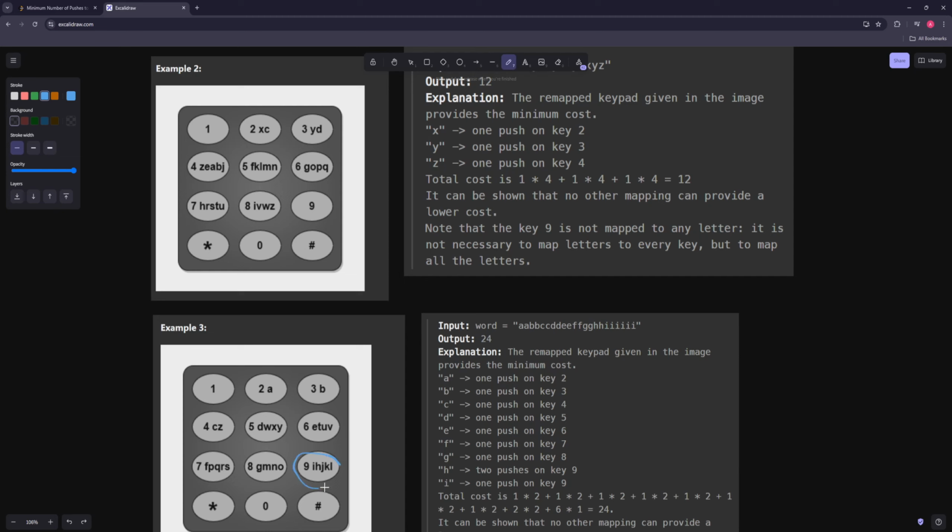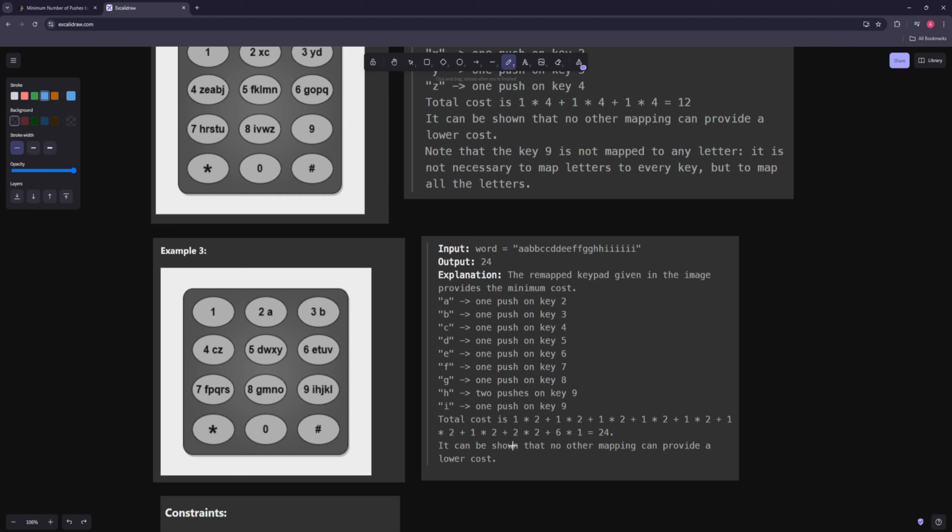So in this case, here you map I and H to 9, and then everything else is unique. So A is unique, B is unique, C, D, E, F, G, and then I and H are the same. And then you make sure I is before H, and then I would cost you 1. All of these would cost you 1, but H would cost you 2. So this is the total.